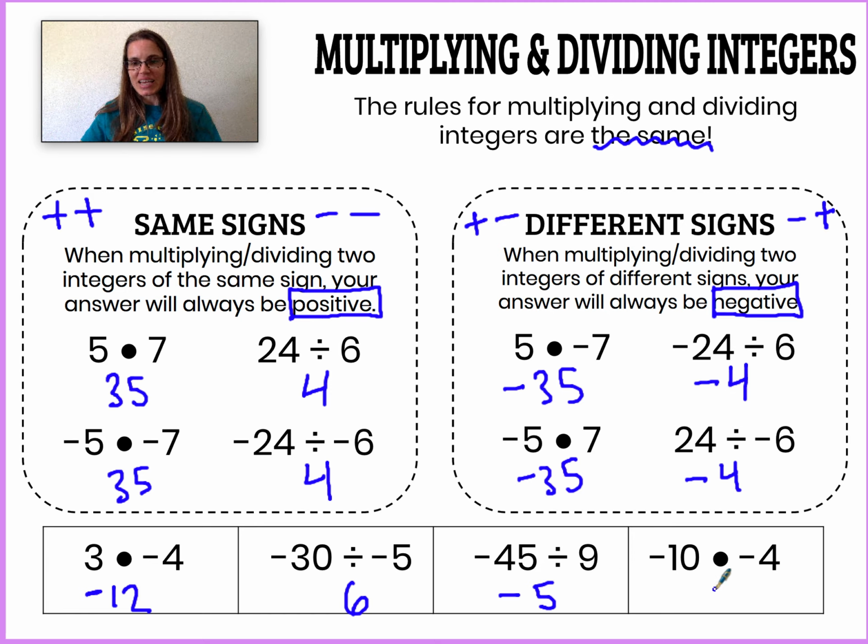Last example, negative 10 times negative 4. 10 times 4, it's always 40, and then I think, is my answer positive 40 or negative 40? Since I have original numbers that are both negative, that means I am in the same sign case, and my final answer is positive, positive 40.